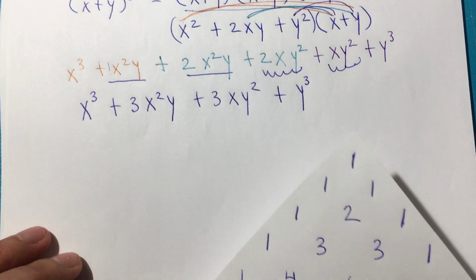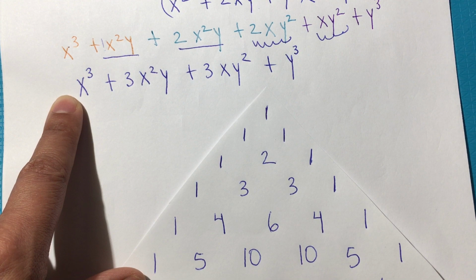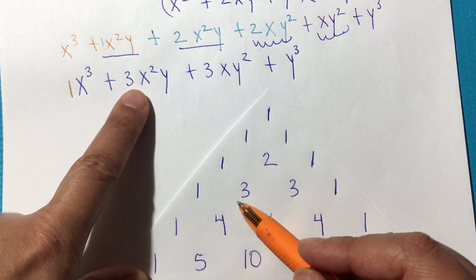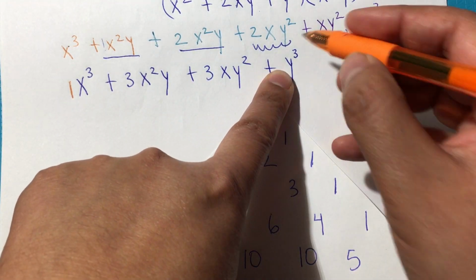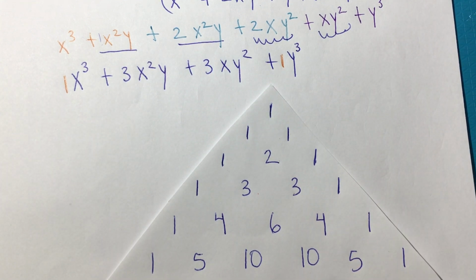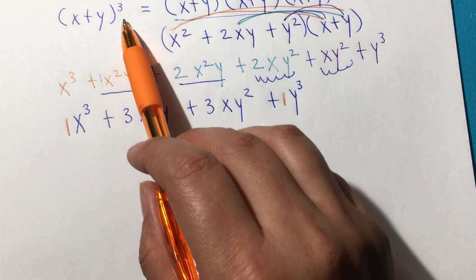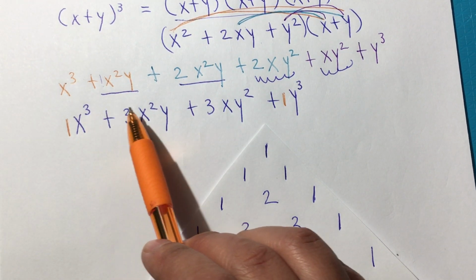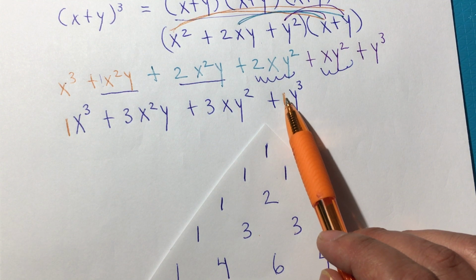Let's compare that to our Pascal triangle, and the coefficients are 1, when we don't have a coefficient there, it's a 1 in there, 3, 3, and 1. So something that I want you to also notice, these are the coefficients. Not only that, but for the exponents, we have a 3 here, and so we have 3, 2, 1, and then x to the 0 disappears because it becomes a 1.